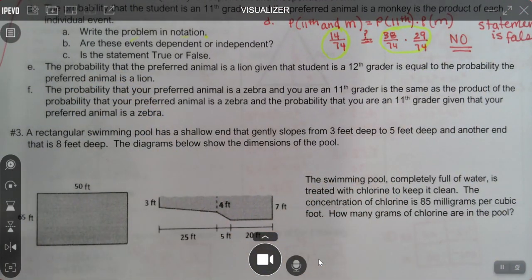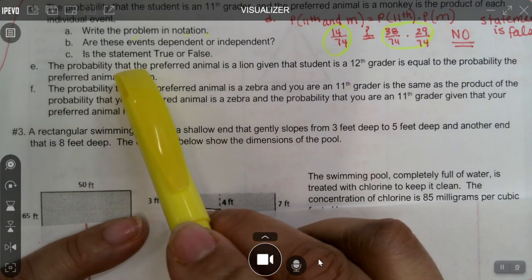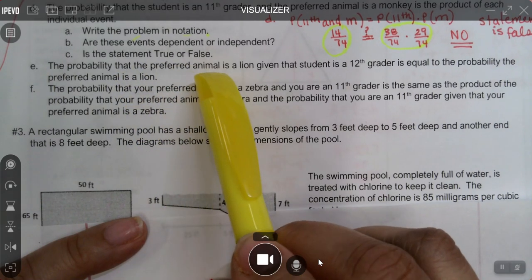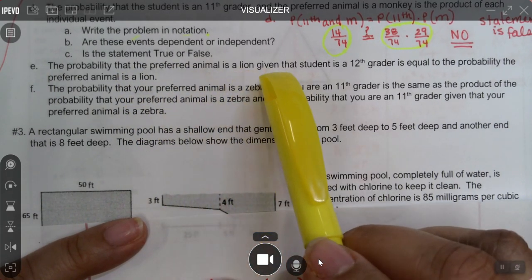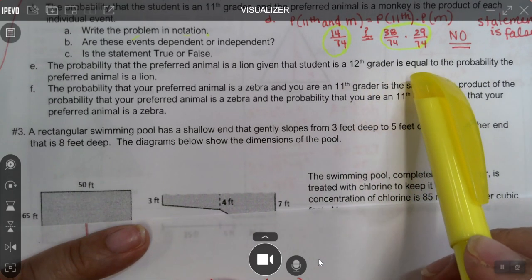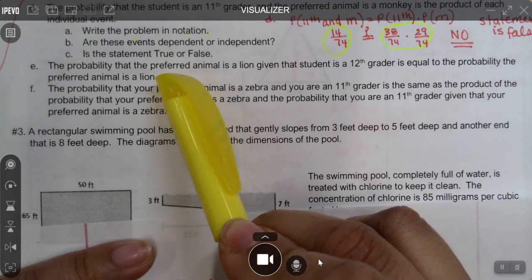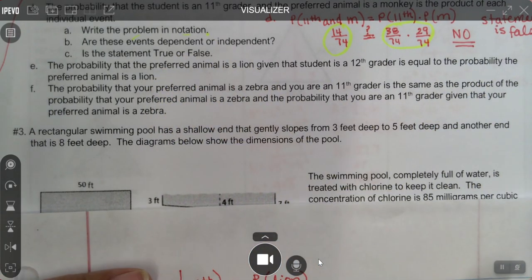Right, and I think I eventually did this on a separate piece of paper in that room. So here we go. The probability that the preferred animal is a lion, given that the student is a 12th grader, is equal to the probability that the preferred animal is a lion. Is this statement true or false?